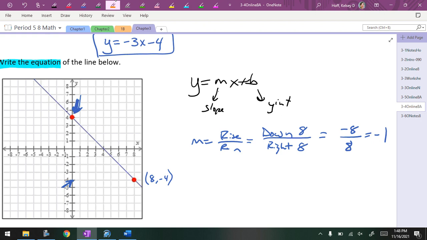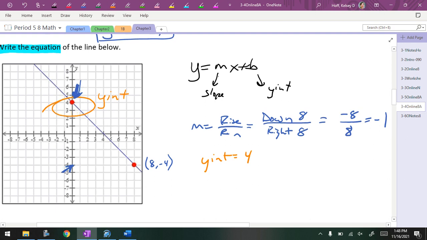How am I going to figure out my y-intercept? How do you know that? The whole point of a y-intercept is where it crosses the y-axis, right? Everybody agree with Calyx? It crosses the y-axis right at that 4. That's my y-intercept. +4 or -4? It's positive. It's above 0, 0. Okay? So I know my y-intercept is 4. So I know my slope. I know my y-intercept. So my equation is?